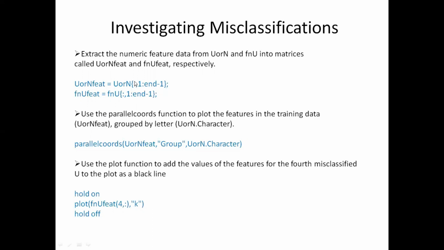This means I am taking all the rows of URN but columns starting from 1 and till last but 1. So I am taking only the features from the URN table and the FNU table. Once I get these two data, I am going to plot this particular data to try and understand how that feature set plot looks like.